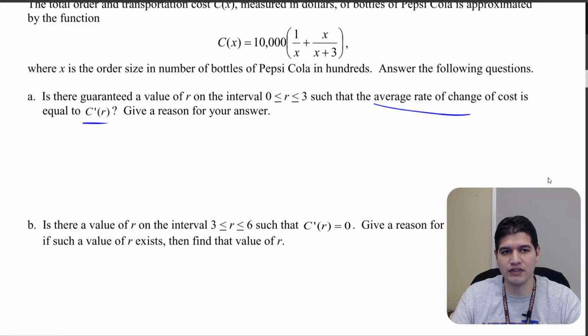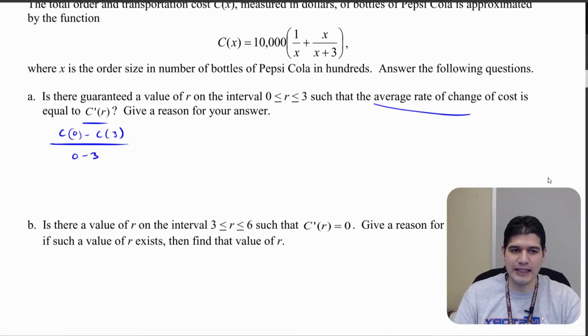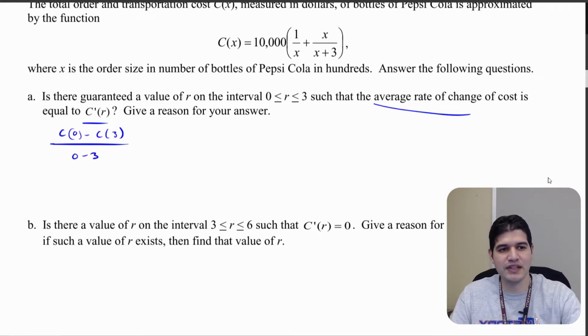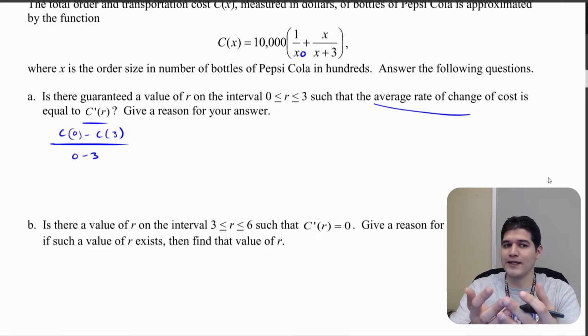All right, so let's go through that. Well, the mean value theorem states that C of 0 minus C of 3, because we're going from 0 to 3. And what I notice here is that C of 0 is going to be undefined because I have 1 over 0 right there, and so it's not going to work out.